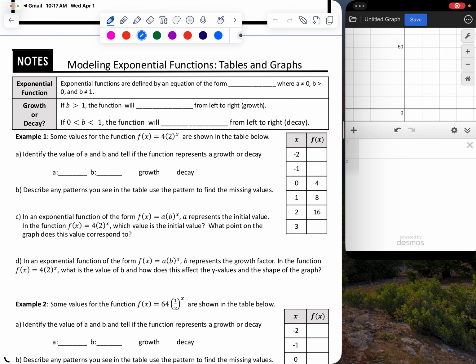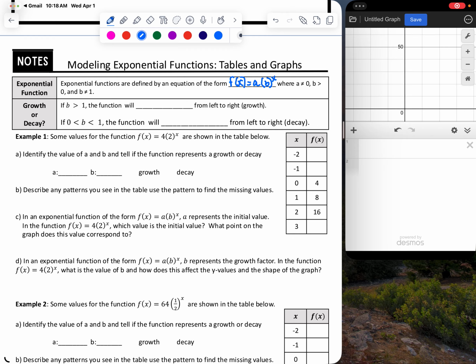In today's lesson, we will be modeling exponential functions with tables and graphs. Before we do, I just want to review a definition for exponential functions that we learned in our previous lesson. So exponential functions are defined by an equation of the form f of x equals a times b to the x power, where a cannot equal 0, b must be greater than 0, and b cannot equal 1.